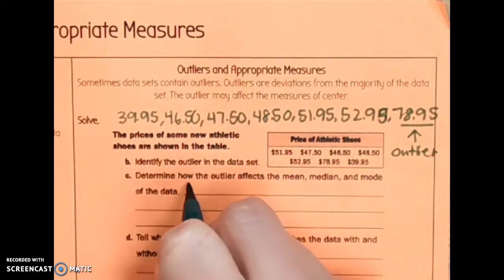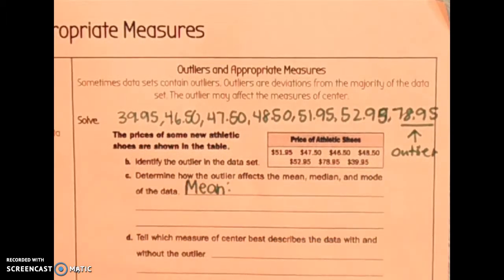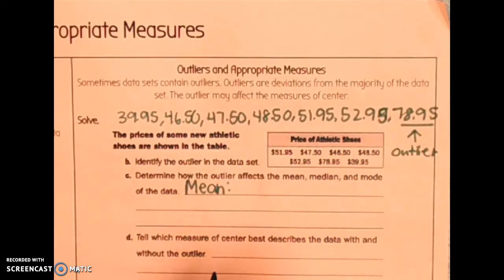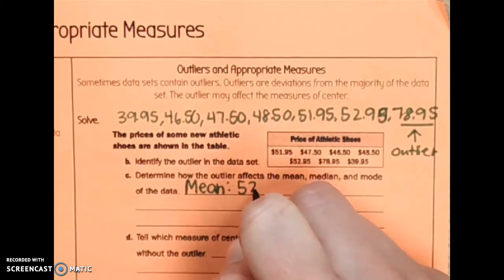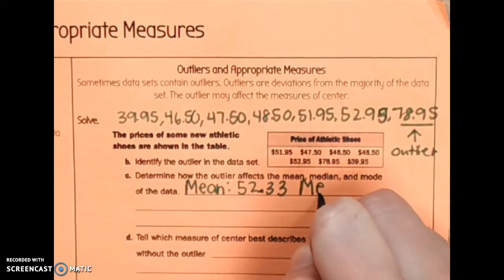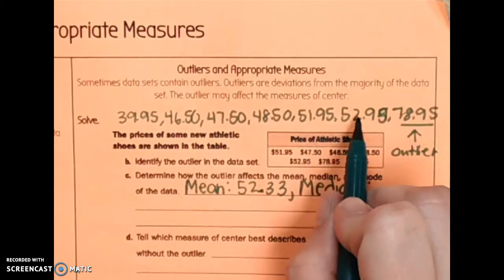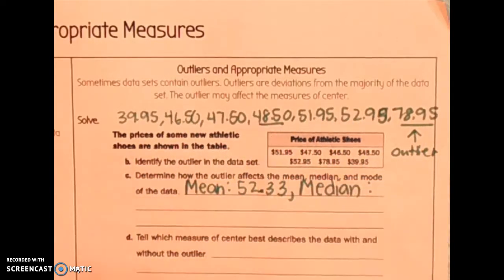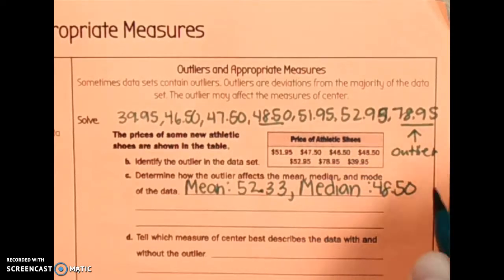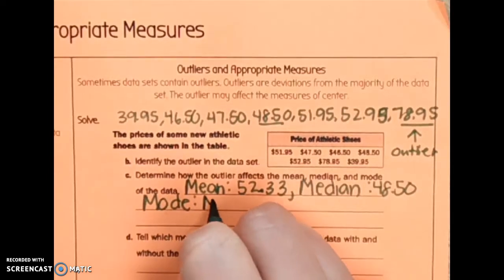So to find the mean, I'm going to add them all together, and there's 1, 2, 3, 4, 5, 6, 7, and I'll divide by 7, and you'll get 52.33. Remember, you got to use your calculator. The median, we go 1, 2, 3, 1, 2, 3, so your median is 48.50. And in this case, there is no mode because no numbers are repeated, so we're going to write none.